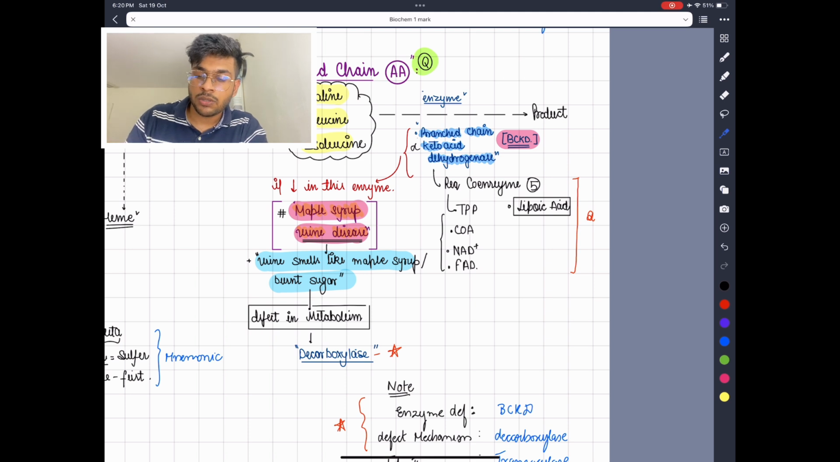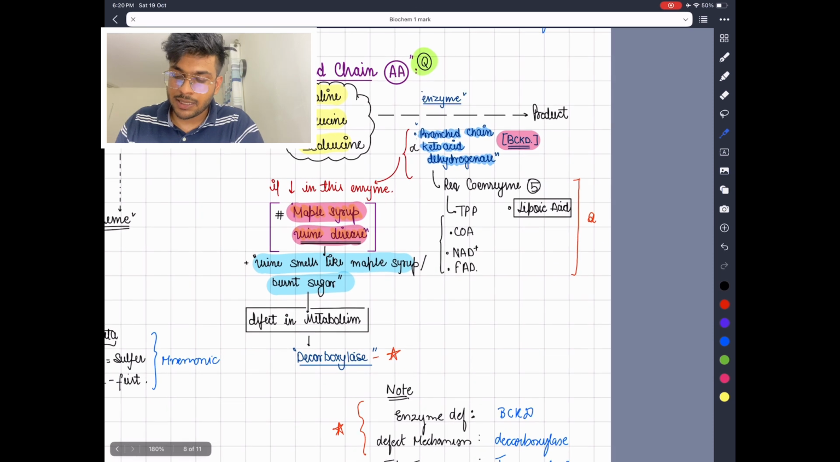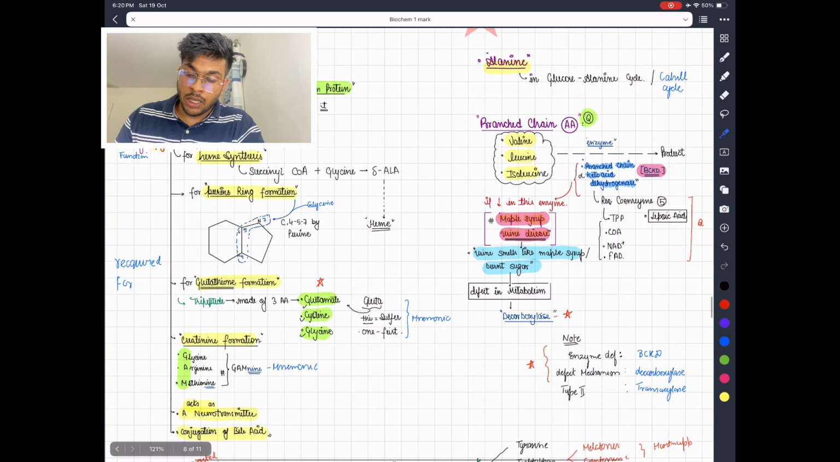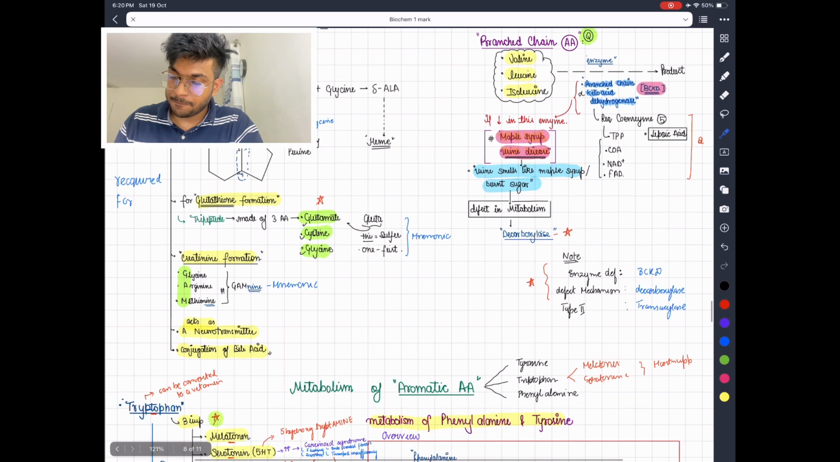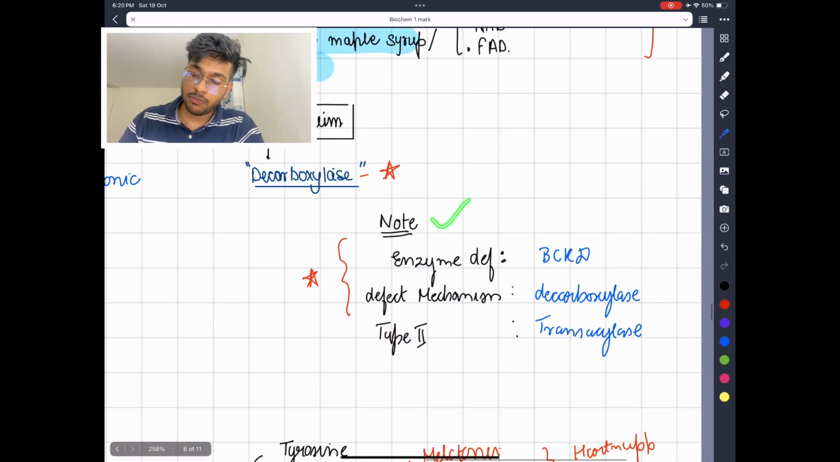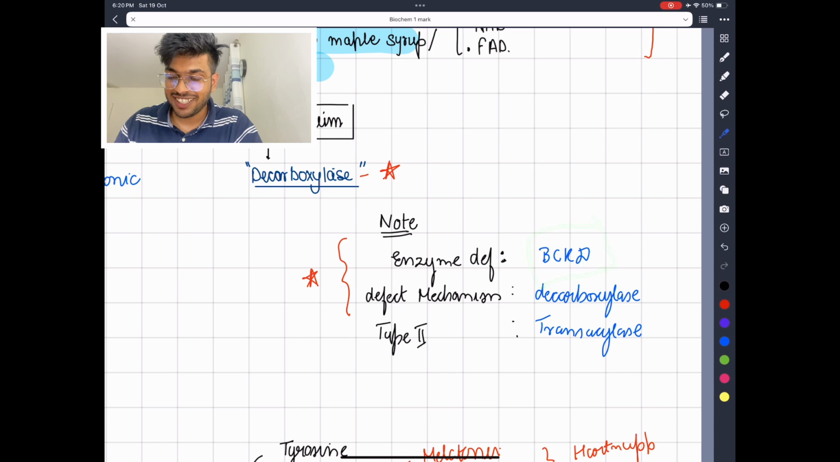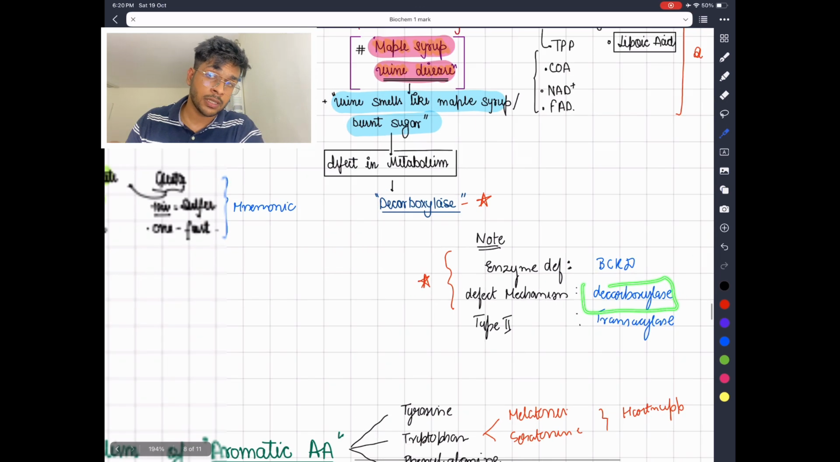Think about Canada. So yeah, the clinical feature is in blue here. I have highlighted it. The urine smells like maple syrup or burnt sugar. Basically that. Okay, then. Another note which I have made down: if they ask what's the enzyme deficient, the answer will be Buckard. If they ask what is the defect in the mechanism, it will be decarboxylase.